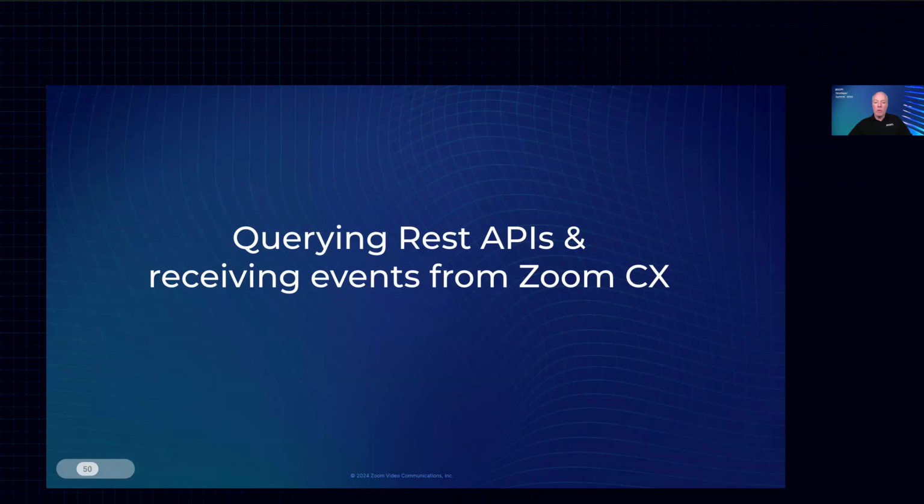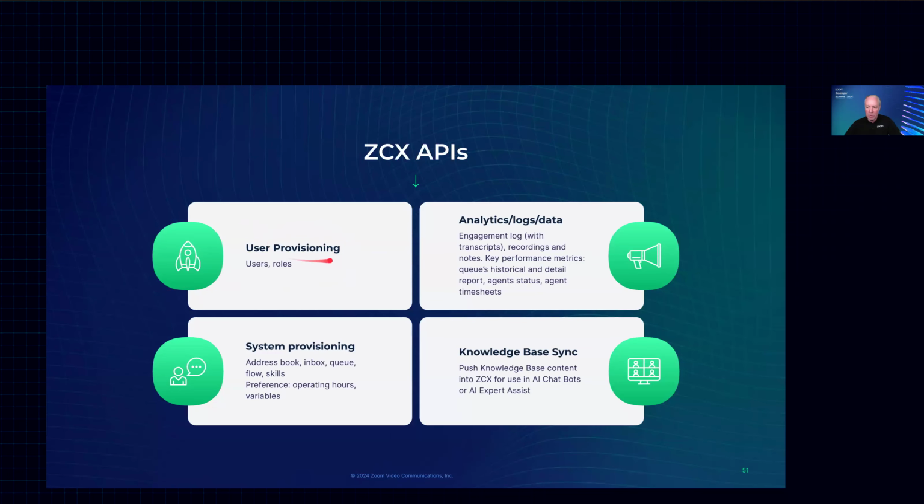Now let's talk about some of our REST APIs and data that's available via WebSockets and webhook events that you can use to receive information from the Zoom CX platform. I'll categorize them into two categories. User provisioning, right? Onboarding new agents, giving them skills, putting them in queues. System provisioning, adding address book entries, changing the value of variables, pulling data out of the platform, pulling recording data, transcripts, logs, historical data. You can pull that data out of those APIs. If you have your own proprietary knowledge-based system, you can use APIs and push that data into Zoom CX. So it's available for AI chatbot and our AI expert assist.